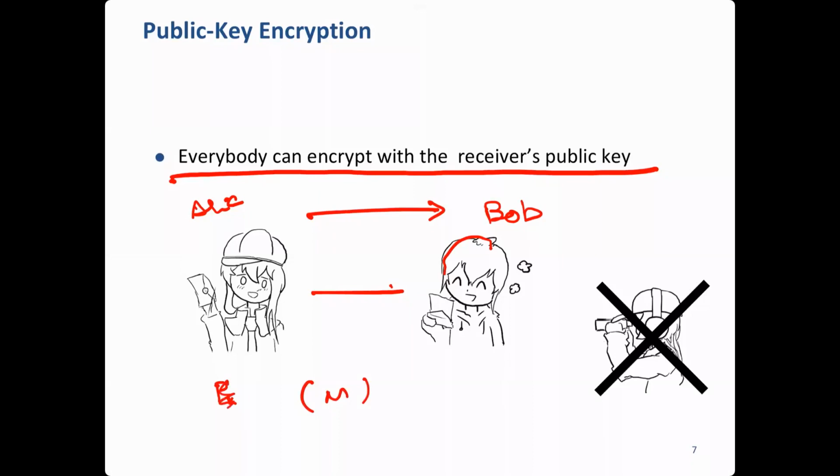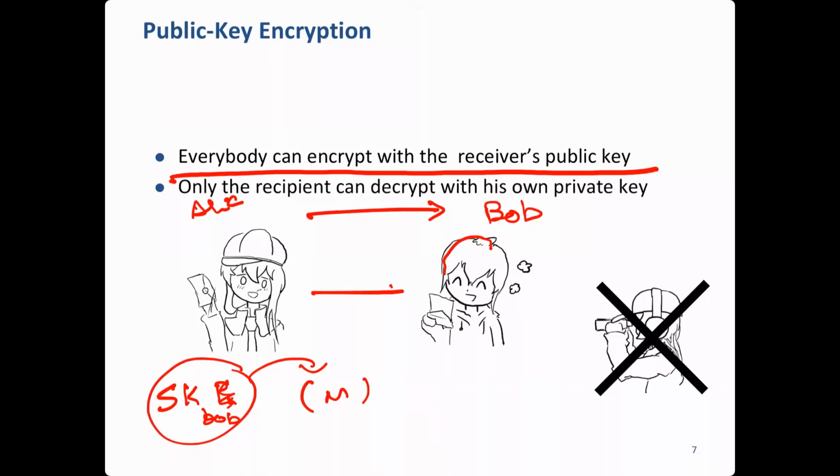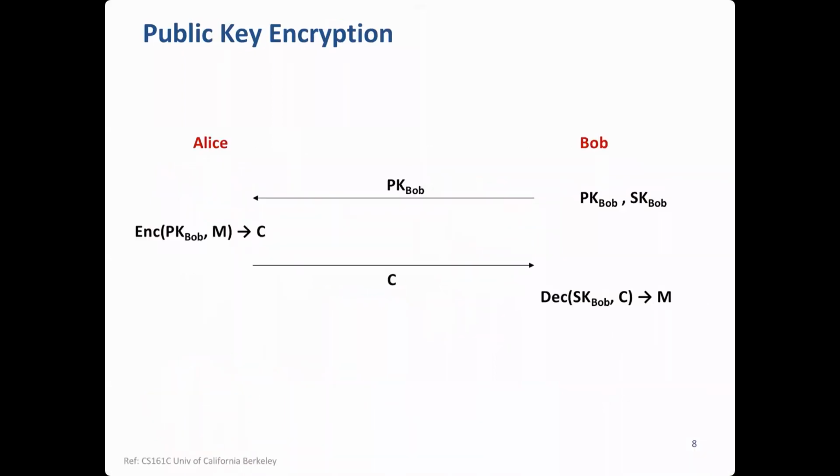The private key is normally shown as SK Bob. And use this algorithm to encrypt this message. That's a simple thing, right? Okay. So this method is as follows.